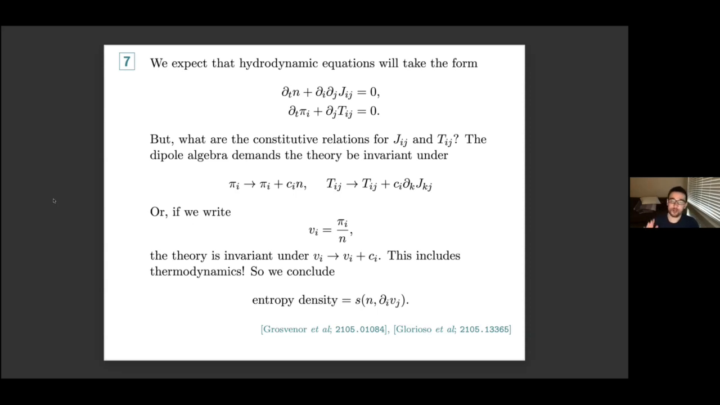But a priori, we should expect just a usual stress tensor for momentum. I'm also not going to consider energy. We think that this actually changes the universality class if you add energy conservation and makes it not so interesting. So let me not talk about that case. We just have density and momentum as our conserved quantities. And now we have to ask, what are the constitutive relations for J and T? And here's where this funny commutator between dipole and momentum becomes really important.